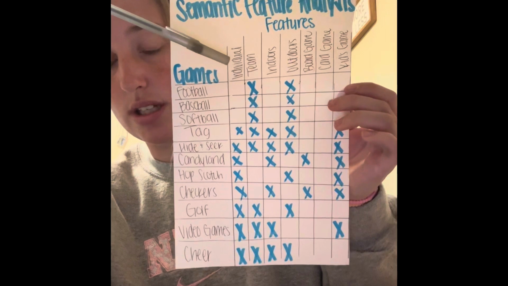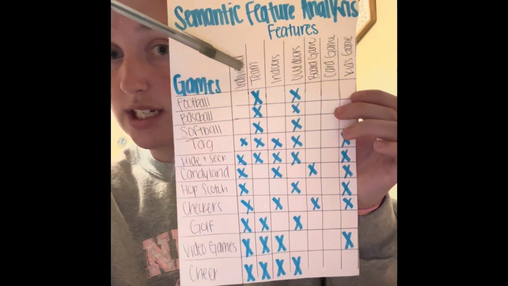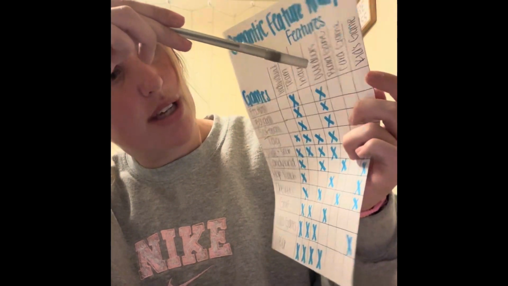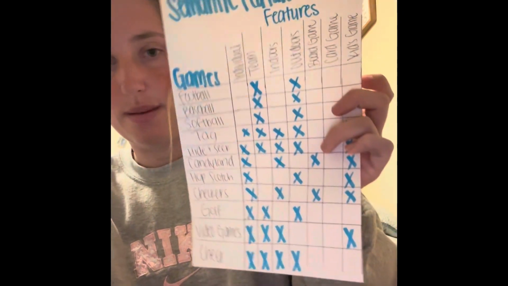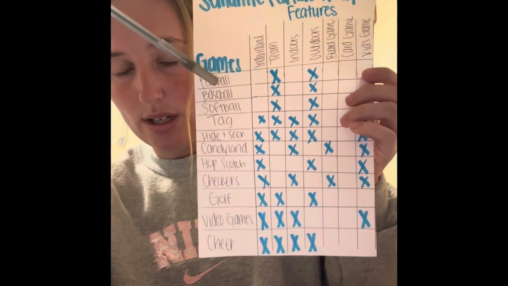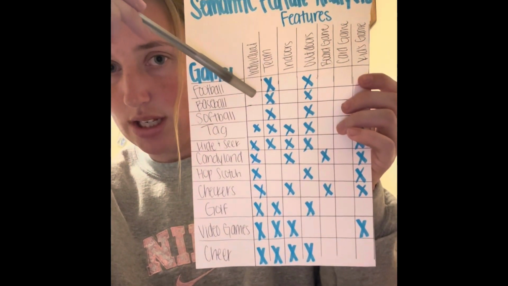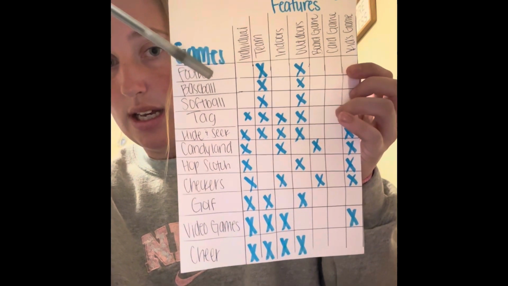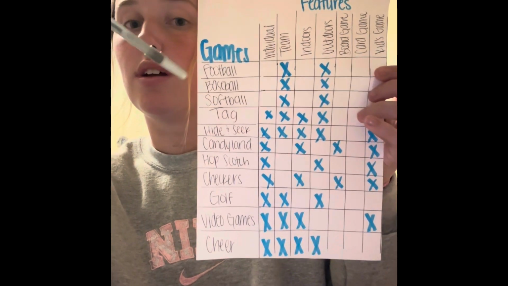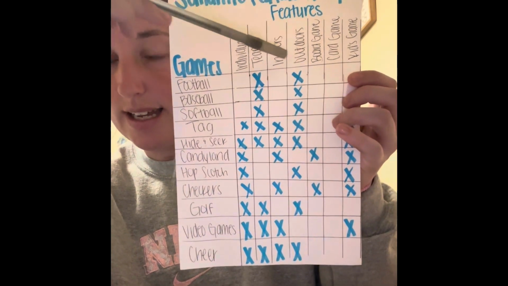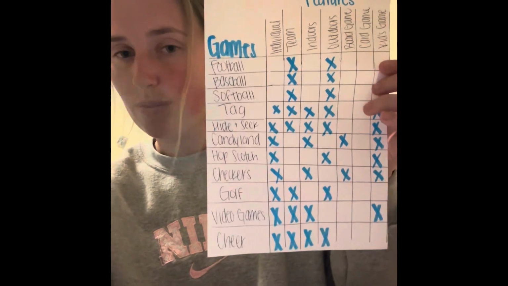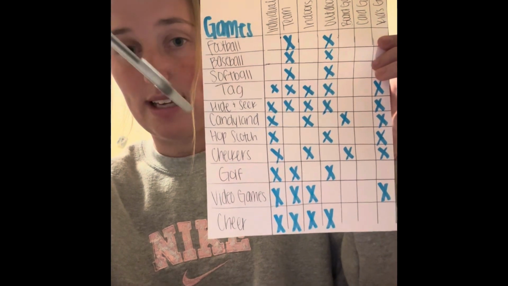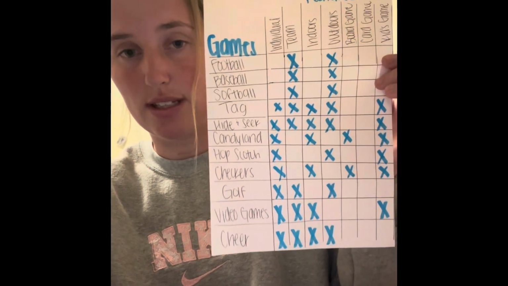And then for the features, like this one, it says individual, if it's an individual game, if it's a team game, if it's indoor game, outdoor game, board game, card game, or a kids game. And so you would go right here for football, and it's not an individual game, so you don't check that, but it is a team game, and it is played outdoors. So you would check those. That shows the students the vocabulary word football and team and outdoors. So now they know the meaning of that. And you continue to go down the chart, and it just shows the students what these games have similar to each other and their differences.